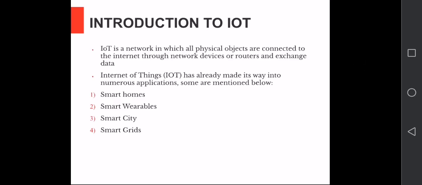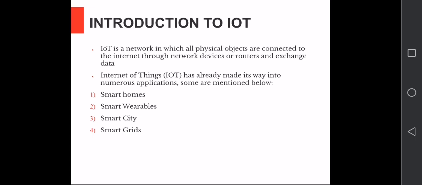So, the first up is, what is IoT? IoT is a network in which all physical objects are connected to the internet through network devices or routers and exchange data. As you may already have thought about, IoT is everywhere. You may have already used IoT and not been very familiar with it, but if you have used a smartwatch, that is an example of IoT. IoT has already made its way into numerous applications, and some of those applications are listed below.